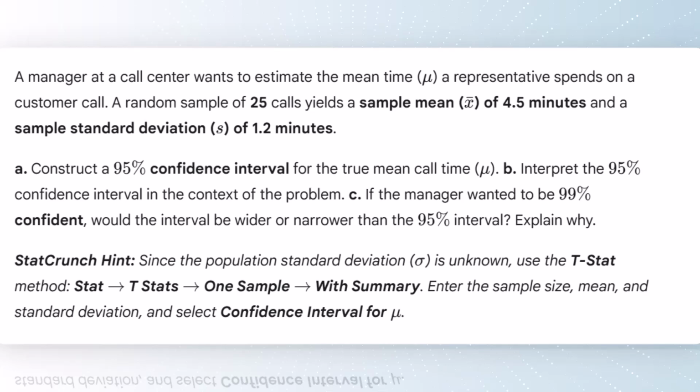Part C: if the manager wanted to be 99% confident, would the interval be wider or narrower? This is how it works, guys. As you increase the confidence level, the interval will become wider. So if we try to do a 99% confidence interval, you're going to notice it's a wider interval. So it widens. And when you decrease the confidence level, the interval will become narrower. Okay? And as you can see, here are the steps for how to use StatCrunch to construct a confidence interval.